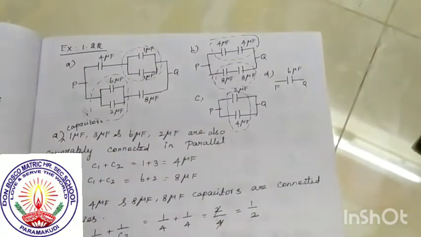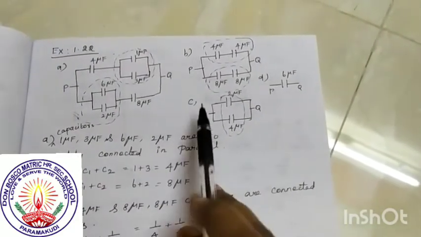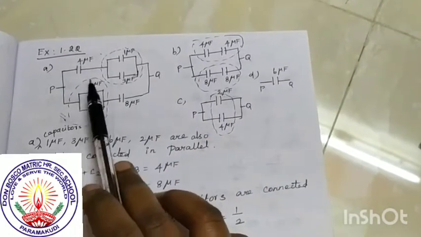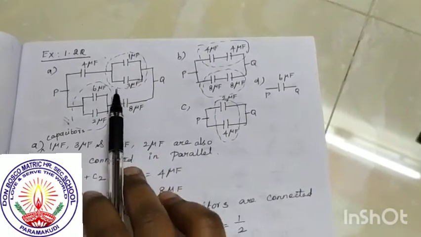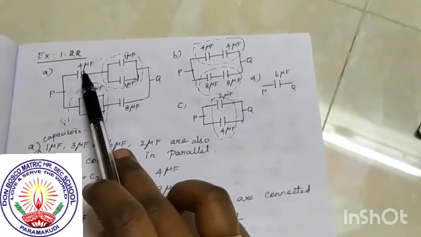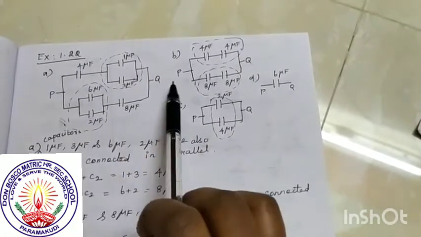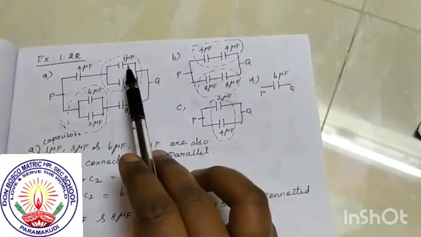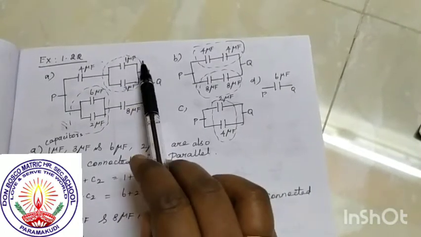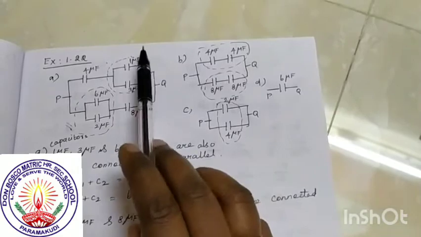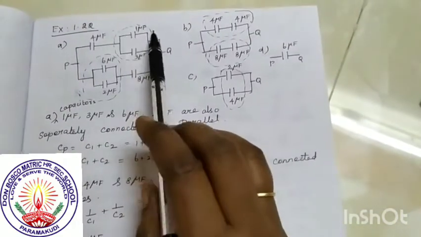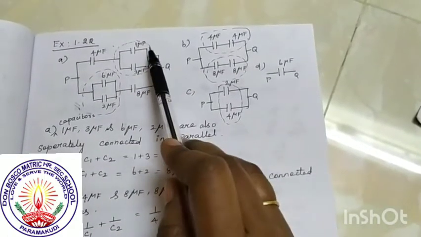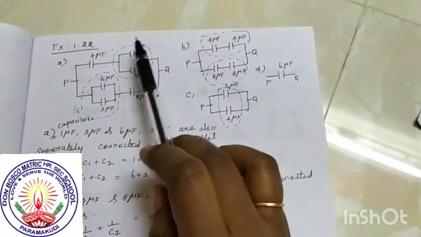Example 1.22. First look at this diagram. Let us consider 3 diagrams. First you look at the first diagram. This is the 4 microfarad capacitor. P and Q are the 2 points. And the 4 microfarad capacitor is in parallel. So this is 1 microfarad. Farad is the unit of capacitance, so we have to use microfarad. And this is 3 microfarad. So add these terms, because this is the parallel connection.